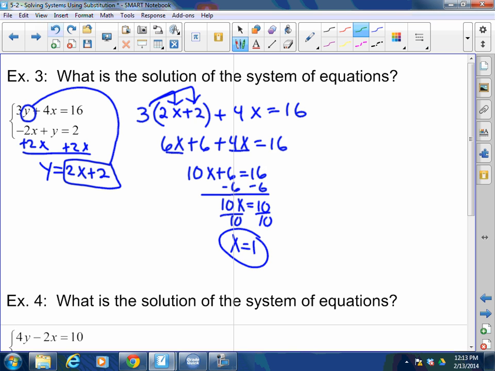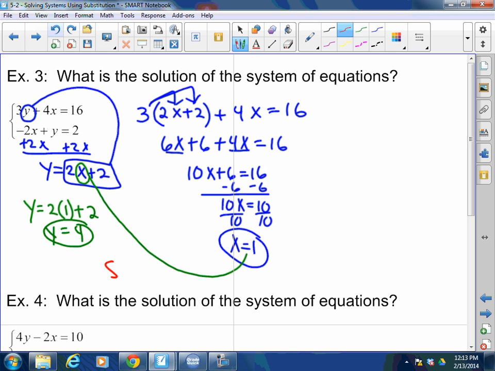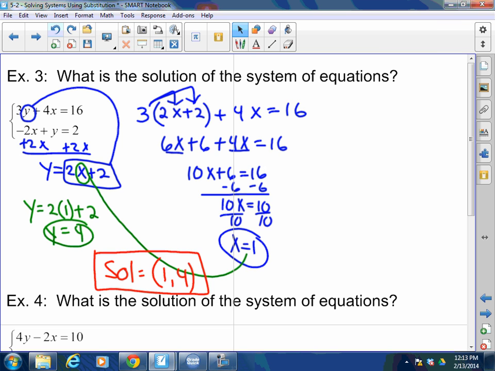Now that I have my x equals 1, take that x value and plug it into the other equation to solve for y. Y will equal 2 times x, which is 1, plus 2. Y equals 4. My solution in red equals 1, comma 4. And if you plug that into both original equations, it will make both of them true. Does that make sense, my friends? Yes, sir.